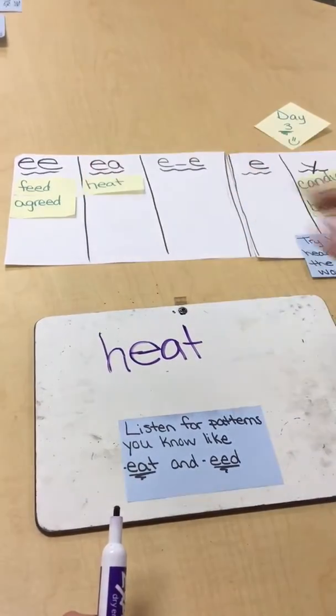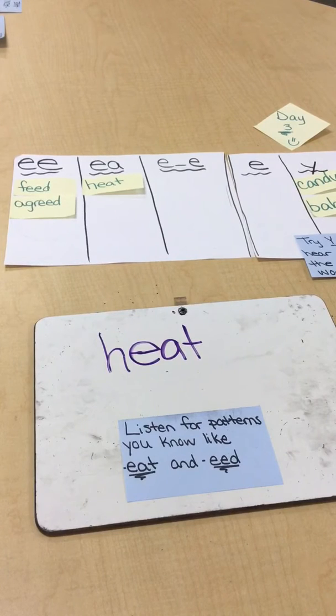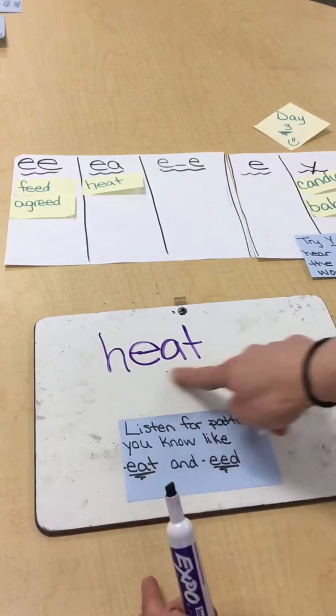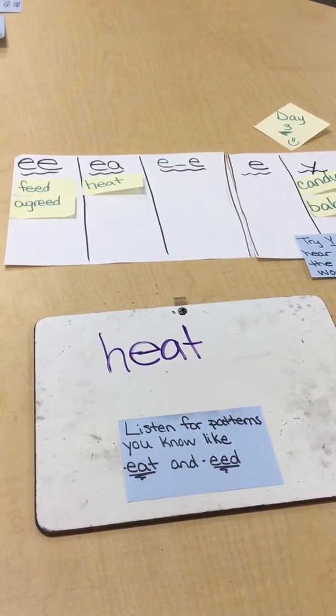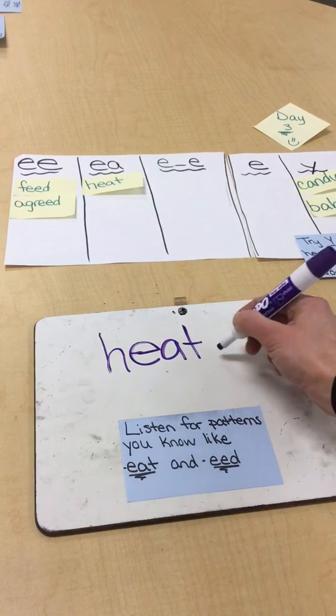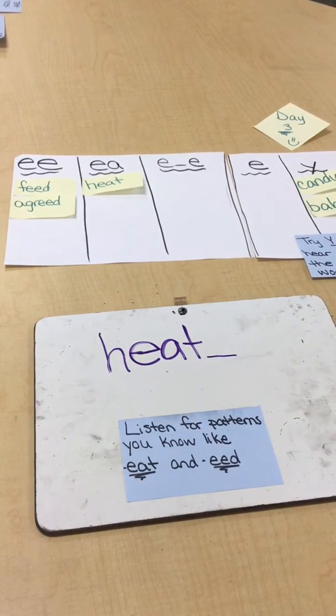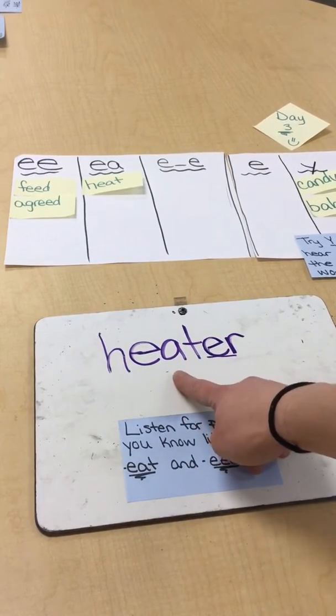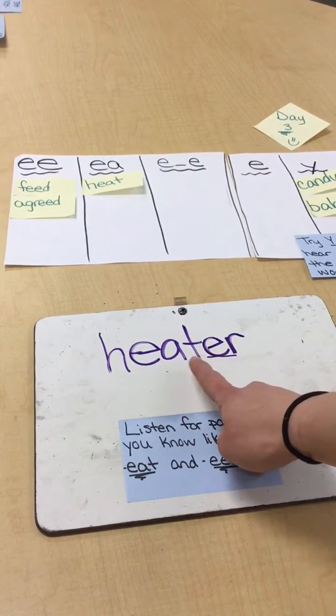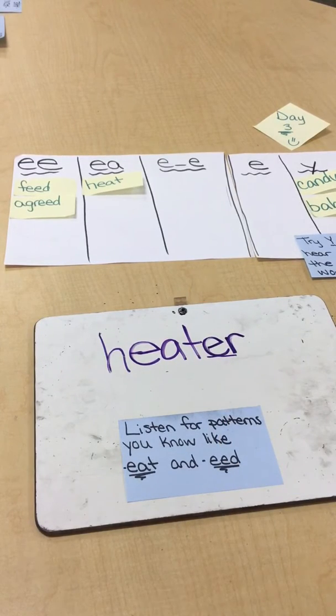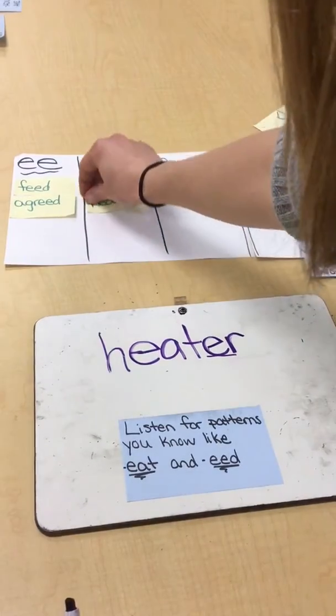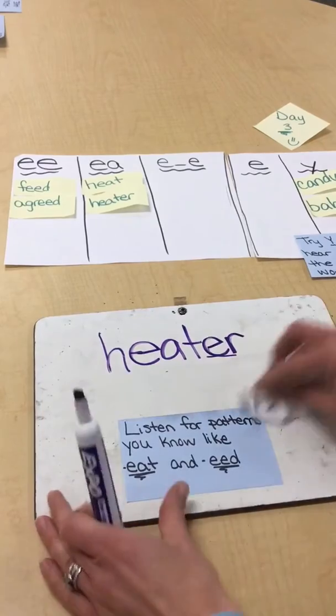Heat is an E-A. Now let's say I want to write the word heater. Think about the base word. The base word in heater is heat. All I need to do is add those extra ending sounds. Heat-er, and we know that if I hear an ER at the back of a word, it's usually spelled with an ER. Heater. Think about the base word first for those long vowels, and then you add the extra endings to the word if there are endings, like an ER or an ING or an ED. Heater.